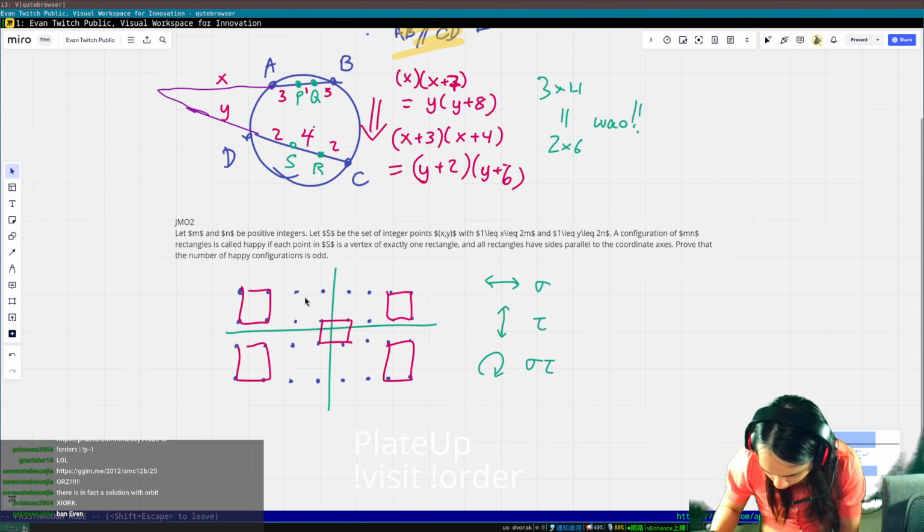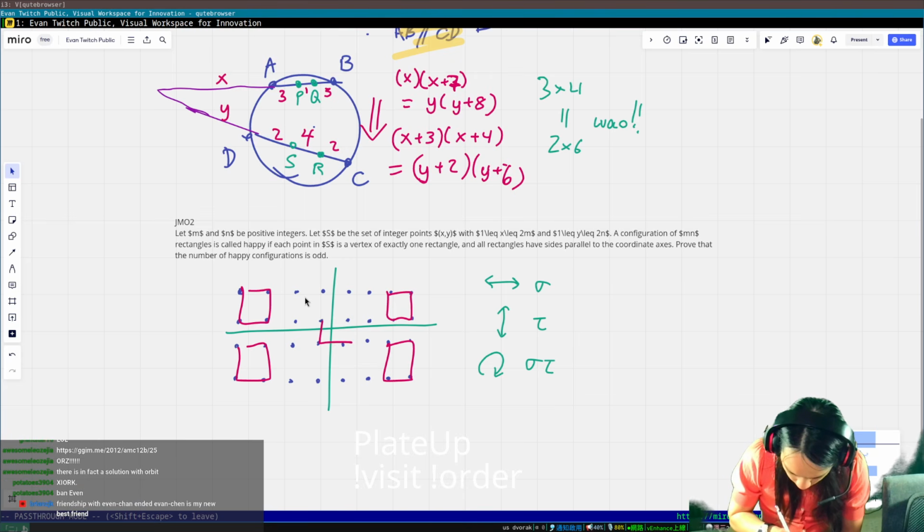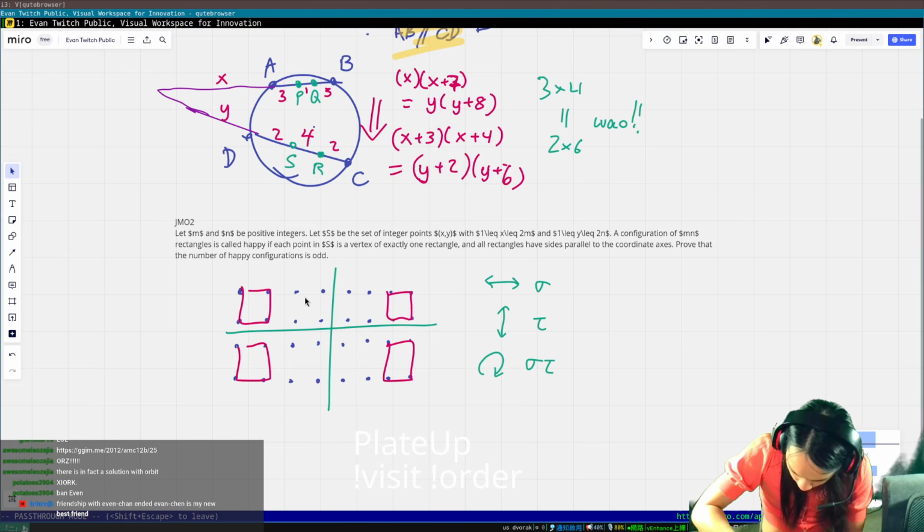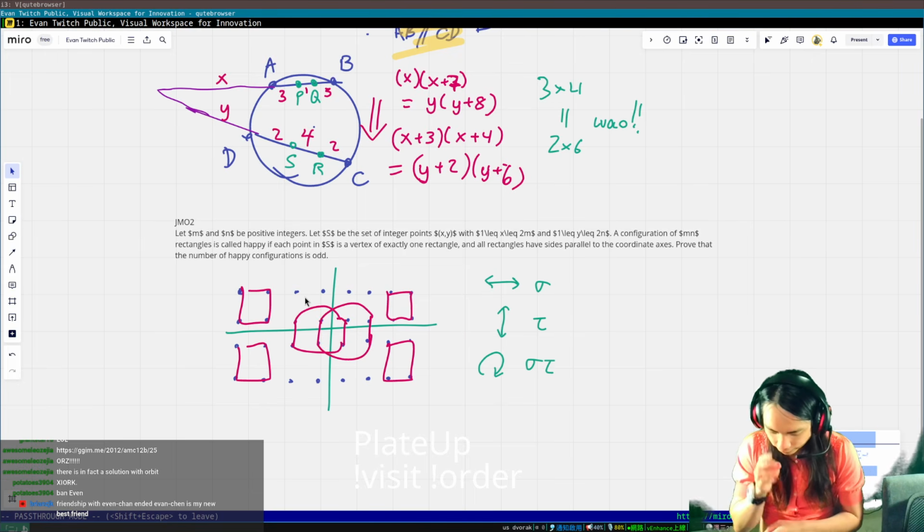Wait, actually, what was I trying to say? Like this. It's a little hard to draw a rectangle. Like this is also a valid symmetric thing, where this is symmetric both ways.